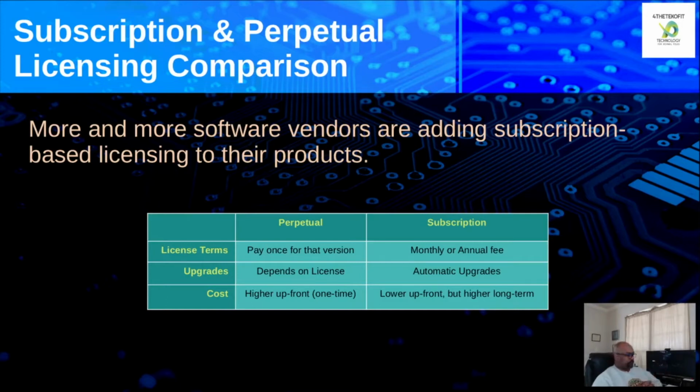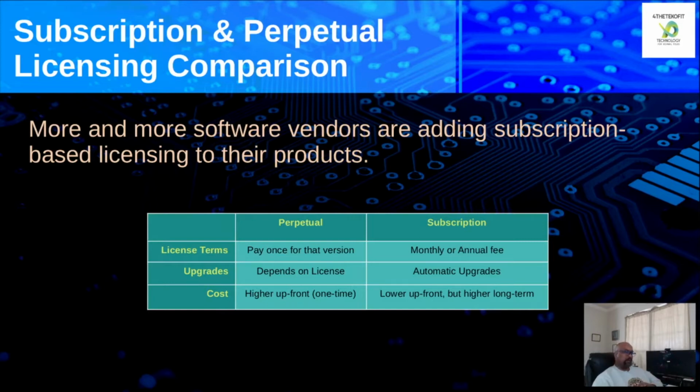Let's say it's $100. When version 2.0 comes out, you may qualify for an upgrade, which essentially means that the vendor will give you a discount to upgrade to version 2.0. What that equates to is a higher upfront cost. You'll pay for version 1.0, and you can continue using version 1.0 for as long as you want.